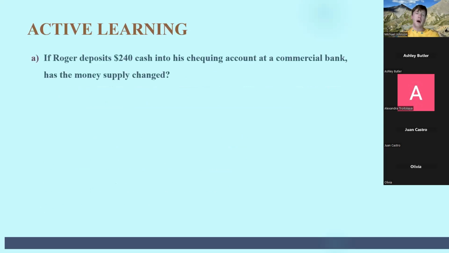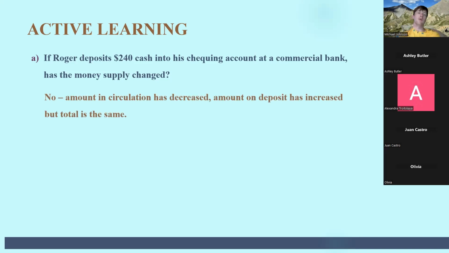And then if Roger deposits $240 cash into his checking account at a commercial bank, has the money supply changed? If it is in a checking account, it's still M1, so technically not. Yes, good job, Alexandra. Great answer there. It's still M1, so it hasn't changed. If it goes to M2 or M3 and then gets loaned out by the bank, then the money supply can change. But if it's just a cash deposit that won't be lent out by the bank, it doesn't change. So good job on that.